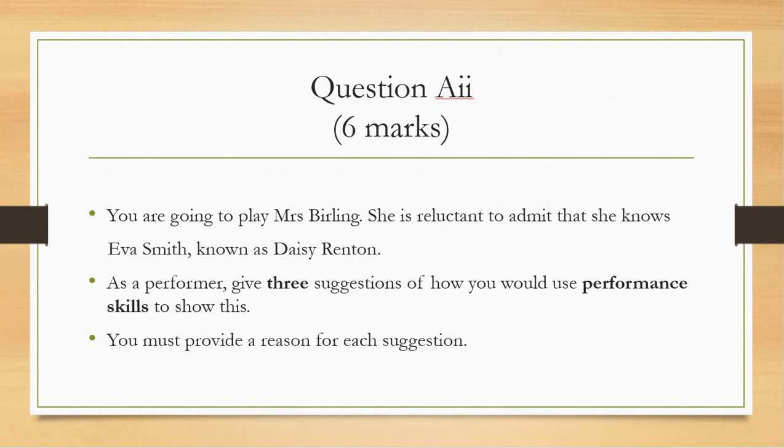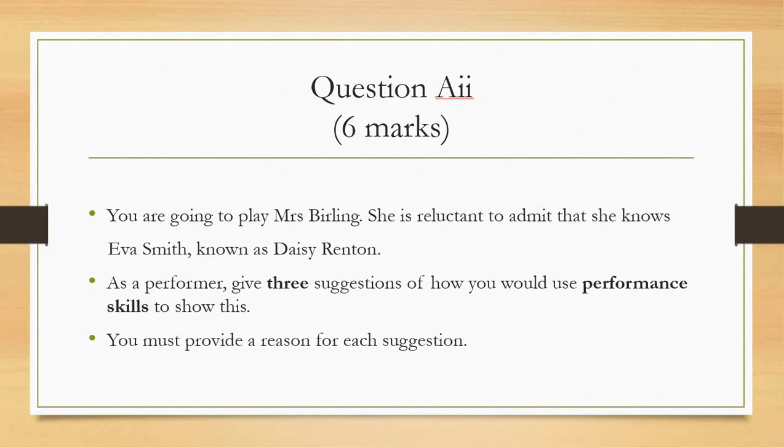Remember, it's the same style of question, regardless if you at your school have studied The Crucible or any of the set texts that you have choices from. The questions are the same. It is the same formula. As a performer, give 3 suggestions how we would use performance skills to show this. The difference is, question A1 asks for 2. This question asks for 3.